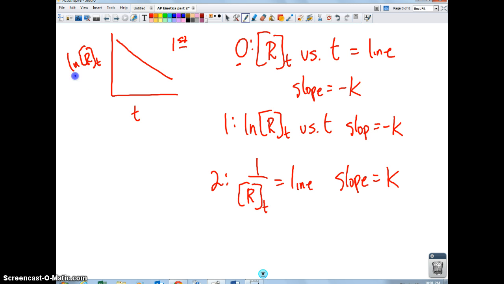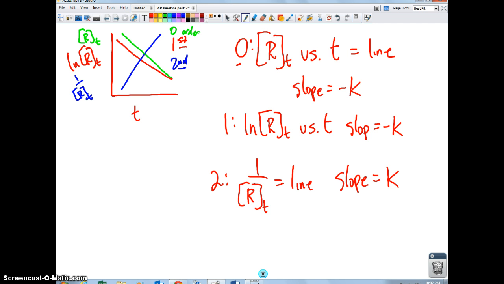If it is 1 over the concentration of R at time t versus time, actually I don't even think it's versus time, it's just a plot of 1 over R at t, but it has to be over time. I didn't write that down properly. But again, if I get this, I'll get a positive line. That's second order. And then if it is just the concentration of R at time t versus time, then that'll be zero order, and it will also look like this. All right.